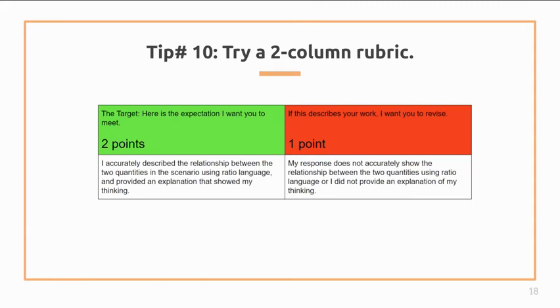Tip number 10, try a 2-column rubric. Rubrics are feedback. When you want to let a student know how they are meeting the learning target or whether they're needing to revise, you could put your rubric to work for you. A 2-point rubric is quick to make and easy for students to navigate. When feedback is easy to understand, students are more likely to apply it in their work.